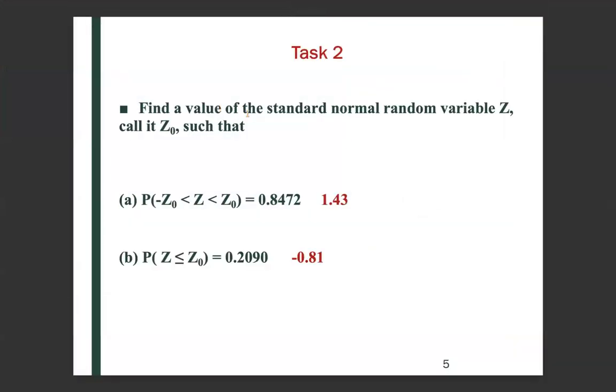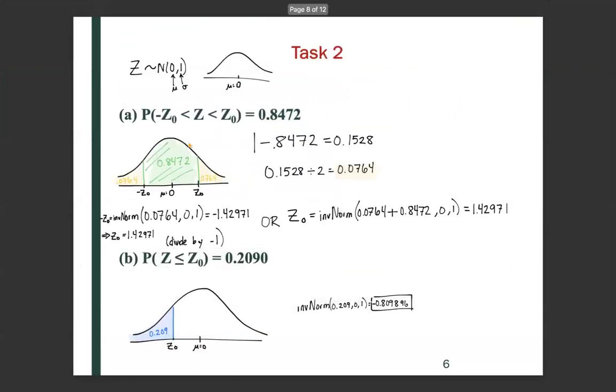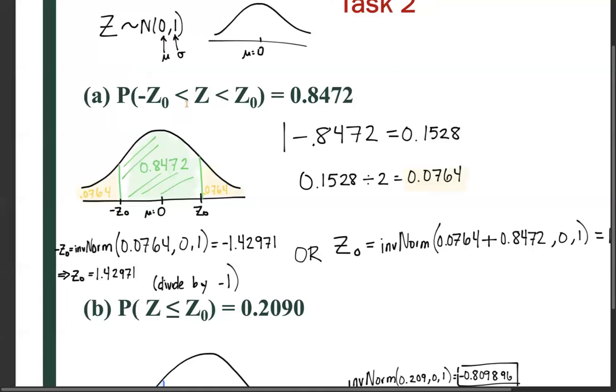So task 2, we want to find a value of the standard normal random variable z, call it z0, such that, and then we have these two prompts here. So for part A, we want to find the probability that z lies between negative z naught and z naught, and that equals 0.8472.